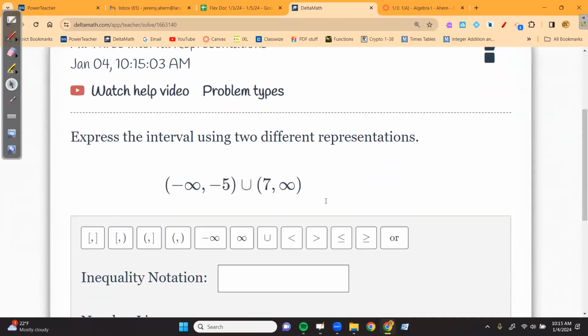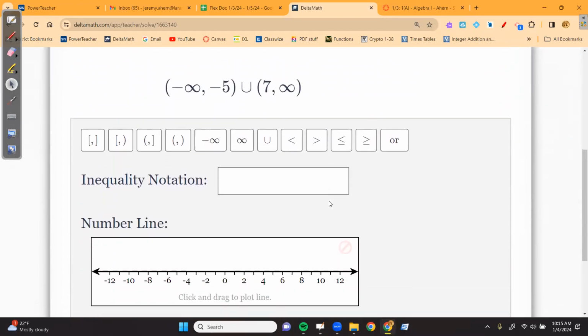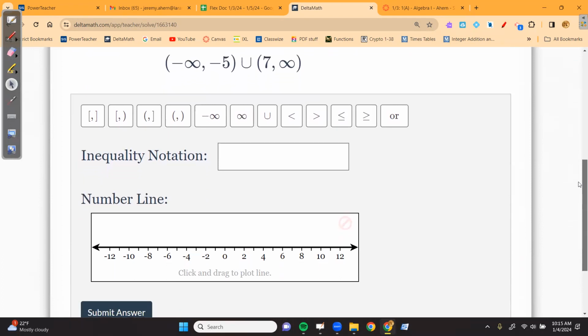Go again. How about this one? So it's given me the interval notation. I'm going to do the graph first. What's my first one going to look like? Can you just use English and tell me what does that interval look like? Where does it go? From where to where? That is right. It goes from -5 completely left.